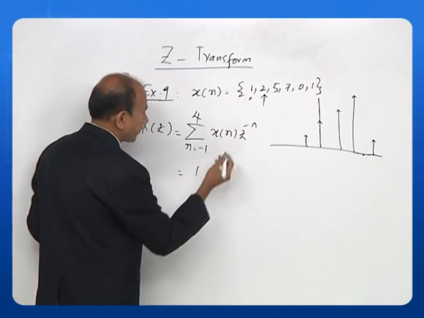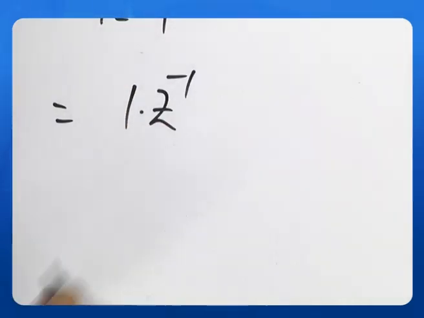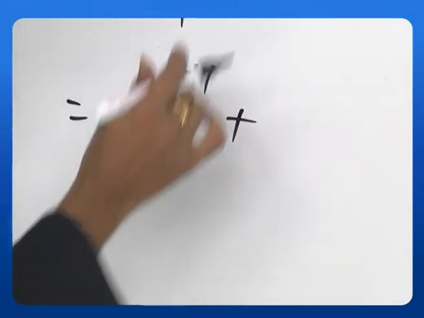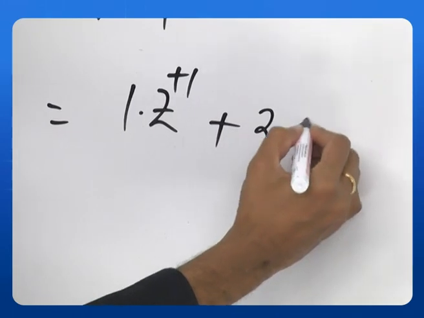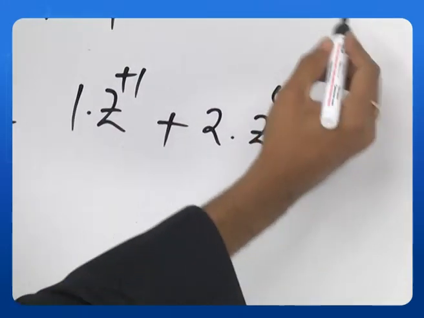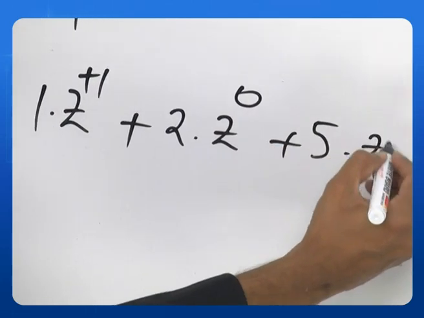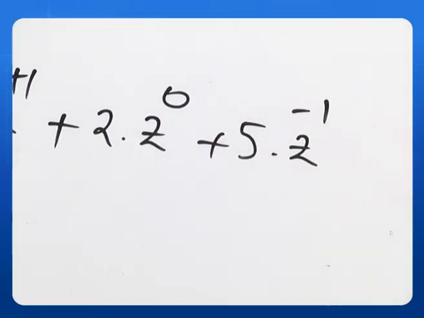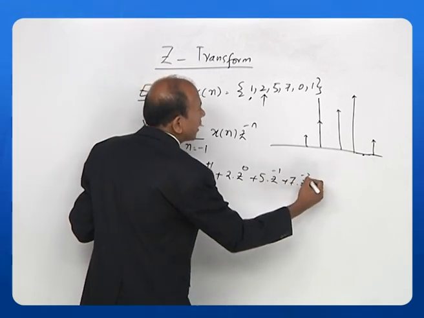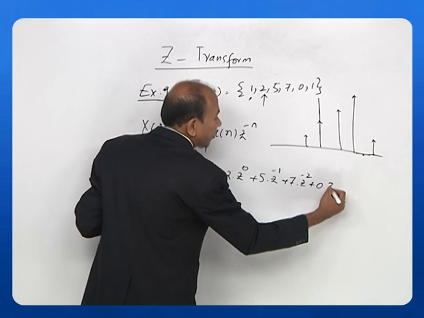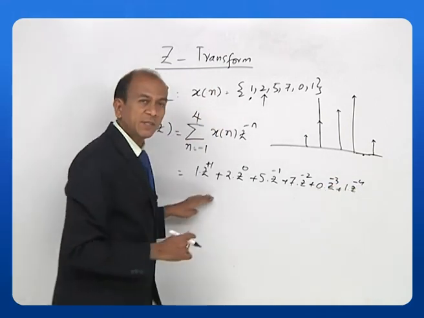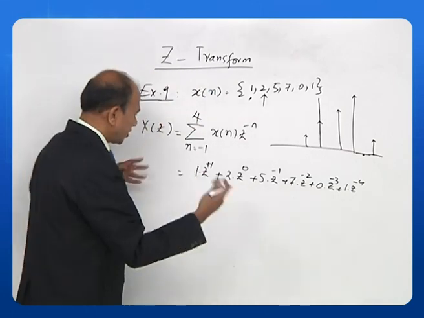z to the power of minus 1, that is minus into minus, this becomes plus 1, plus the second term is 2 into z to the power of 0 plus 5 into z to the power of minus 1 plus 7 into z to the power of minus 2 plus 0 into z to the power of minus 3 plus 1 into z to the power of minus 4. So, this is the summation here. So, now you can just sum it up here.